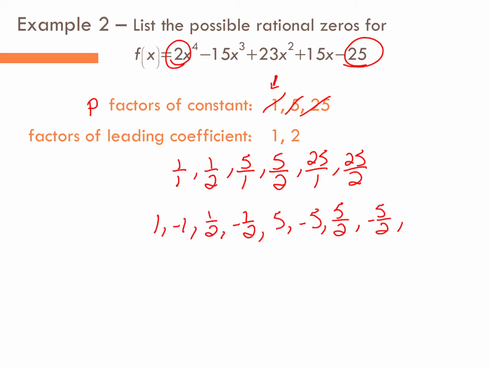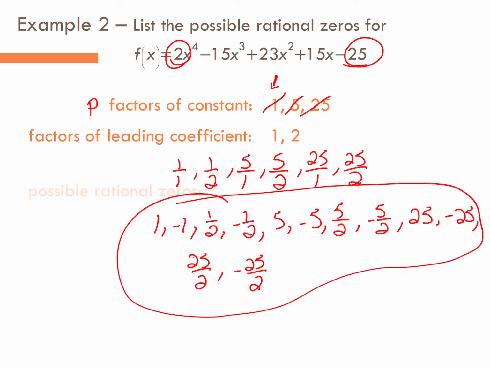25 would just be 25 and negative 25. And then we'd have 25 over 2 and negative 25 over 2. Okay, so those are factors that you will have to find today, your P over Q's. Okay, so that's good. Here's our answer.